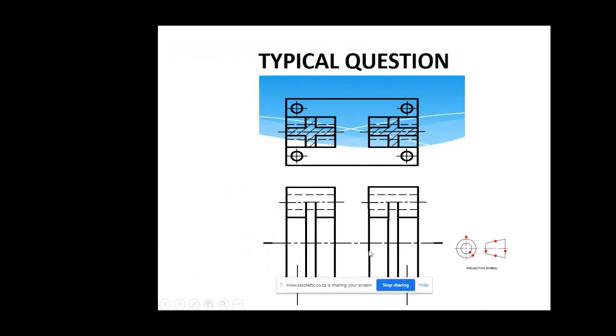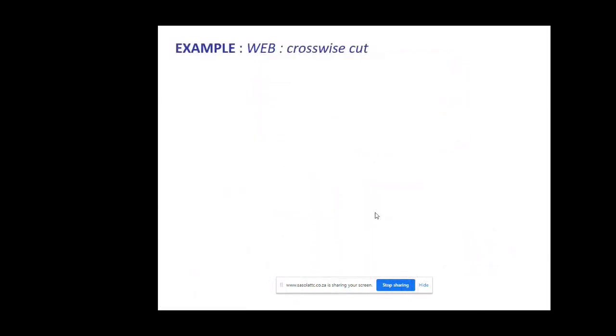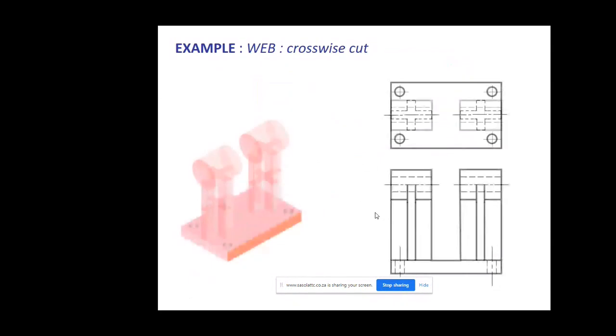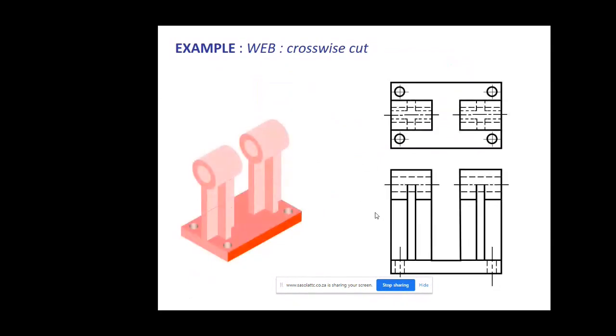But the question is, how many schools and how many institutions have this kind of demonstration that will make things much, much easier? Like I said in the previous slides, we have what we call a pictorial view that is given on a side, and this is the actual question. And since this is in third angle, this is the front view, and this is the top view.